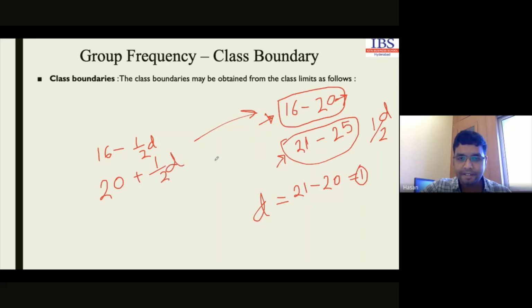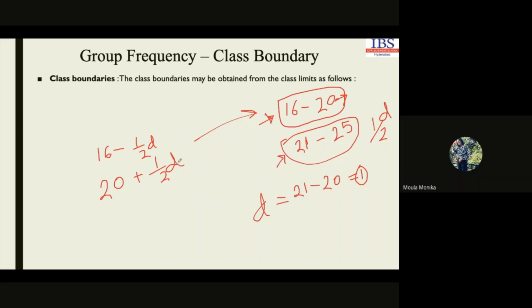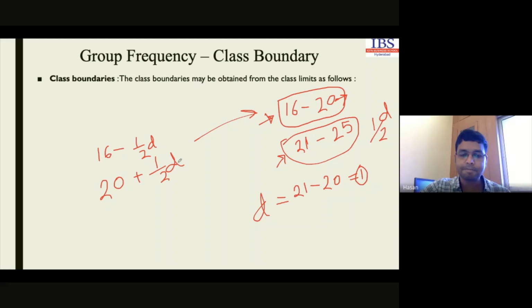You got it? Where D indicates the distance between two class boundaries. So is that clear to you, everyone?